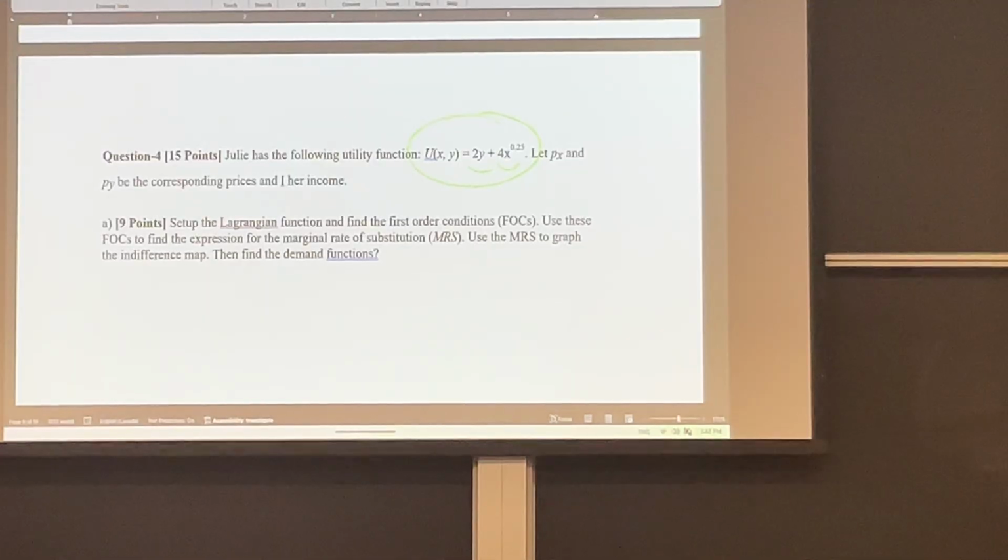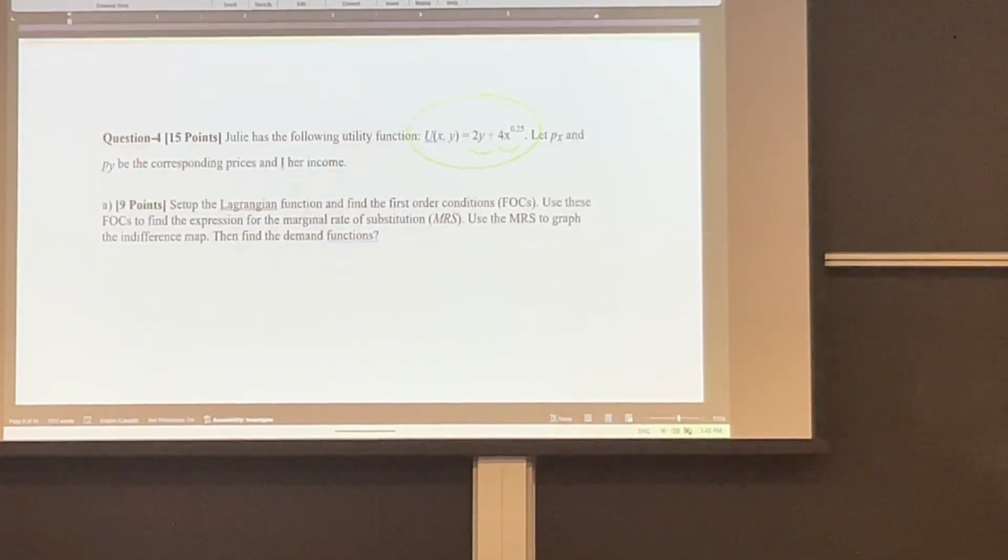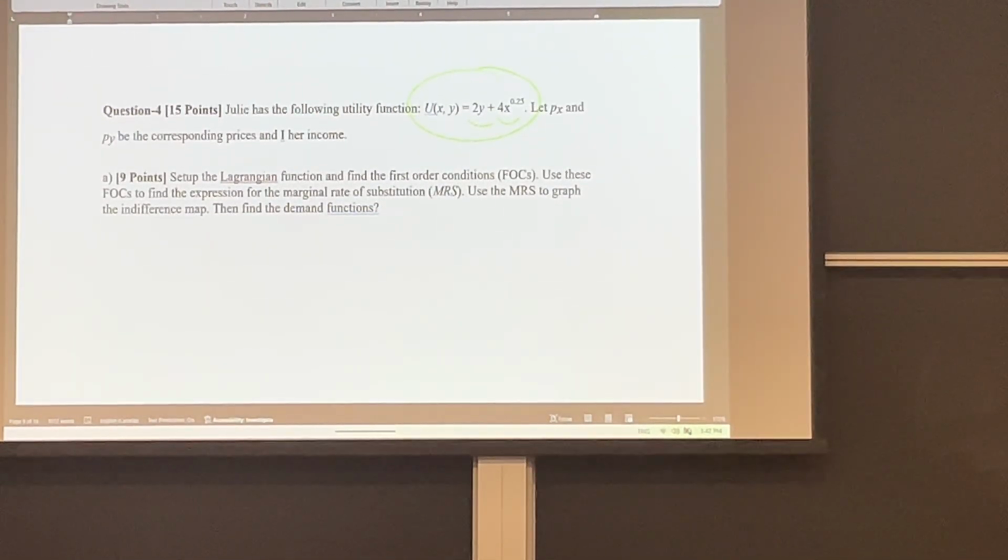All right. First, it says set up the Lagrangian. That's a Lagrangian. That is what you try to maximize. That is the Lagrangian multiplier to implement the constraint. That's your Lagrangian.